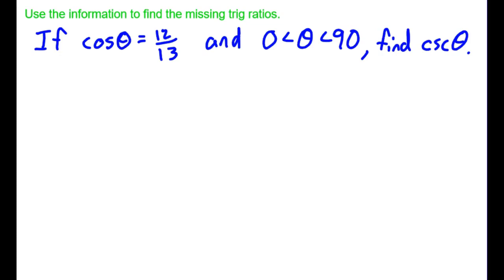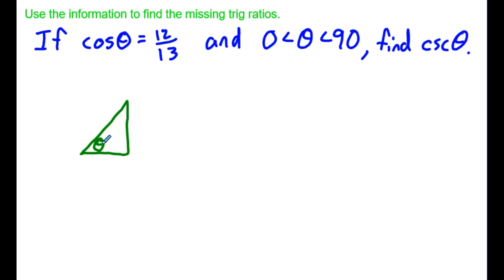In this next example, we're going to use the information to find the missing trig ratio. If the cosine of theta is equal to 12 over 13, and theta is between 0 and 90, we want to find the cosecant of theta. Okay, so if theta is between 0 and 90, we know it's in the first quadrant. So by that, we know cosecant must be a positive value. We can construct any basic right triangle where we have theta, and now we're going to fill in the information we know.